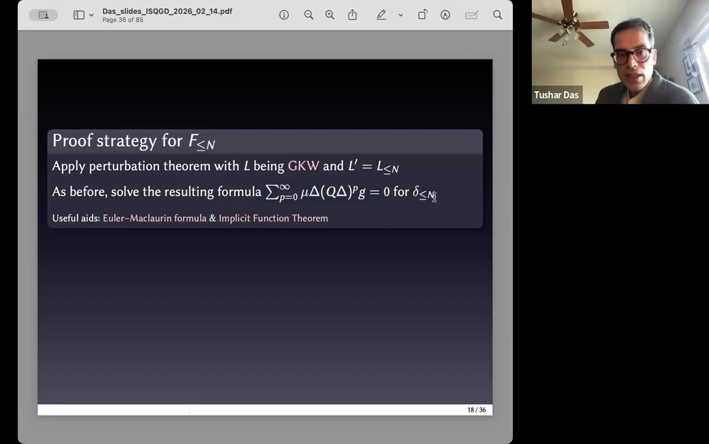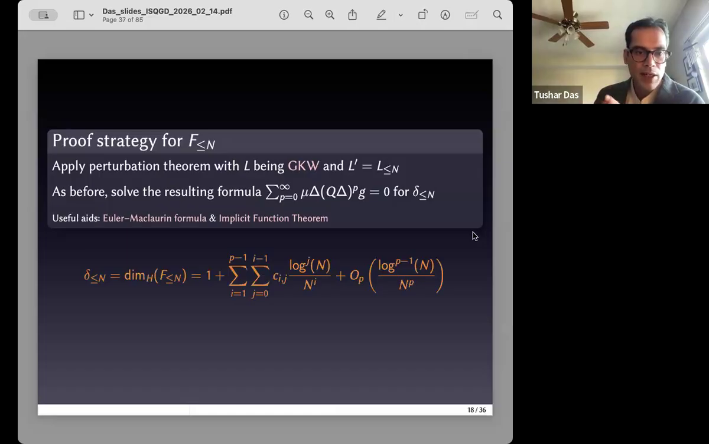And I'll just remind you that this delta less than or equal to n is hiding inside it, right? Because delta less than or equal to n is inside L prime, and L prime is very much part of this equation. So you've got this complicated equation and you have to solve for a variable, and so you use the implicit function theorem. And when you do that, you get this asymptotic expansion. So that's the heart of this first proof.